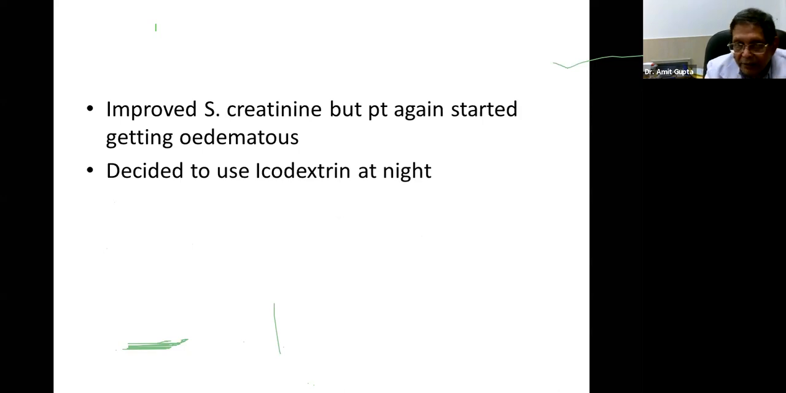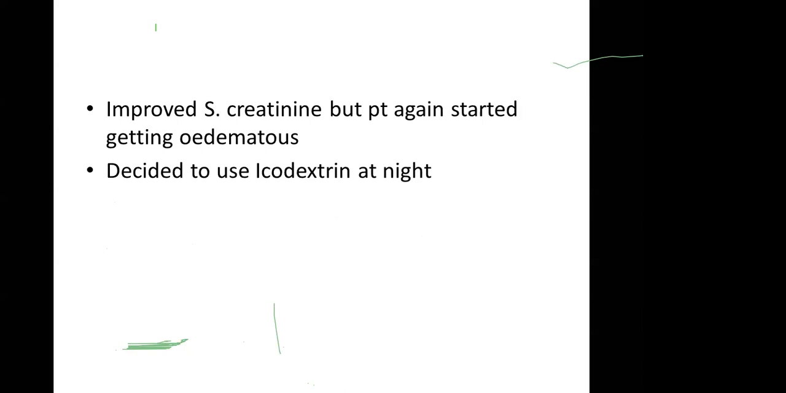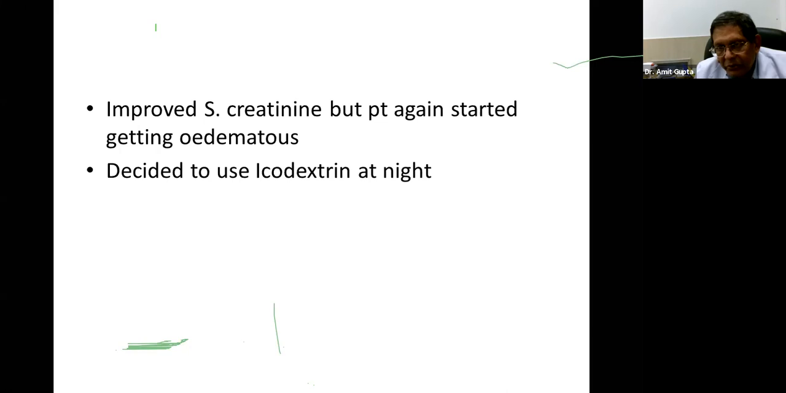Now, what are the advantages of using icodextrin? Anybody? Sir, it increases the ultrafiltration volume. It can be kept for a longer dwell, or we can use it in the overnight dwell, and metabolic effects, glucose related adverse effects. Yes, there is no glucose related direct adverse effects. Preserve some membrane. So how many exchanges of icodextrin can you use?